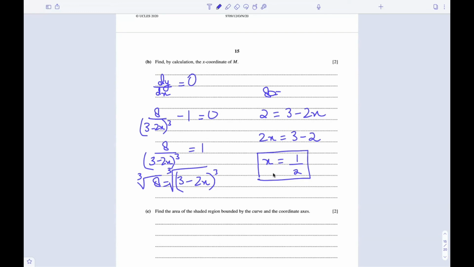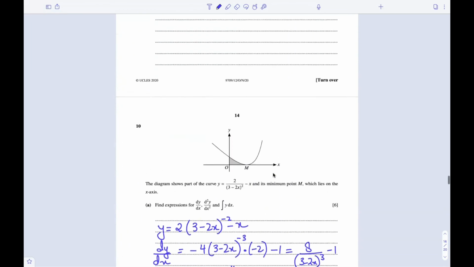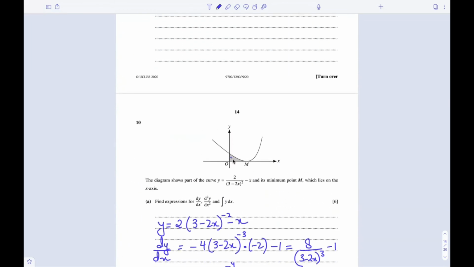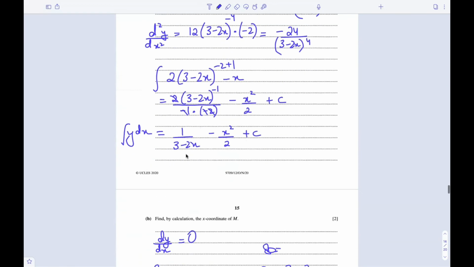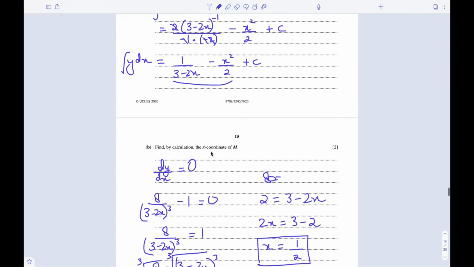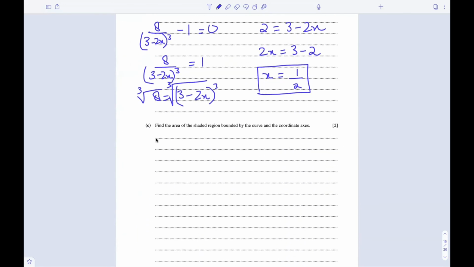In the last part, we have to find the area of the shaded region bounded by the curve and the coordinate axis. So we have to find this region. We know that the value of m is 1 upon 2 and the lower limit is 0. And we already have the integral of this function. So to find the area, we use the integral, which is 1 upon (3 minus 2x), minus x squared upon 2. And we also have the limits, which are 1 upon 2 and 0.